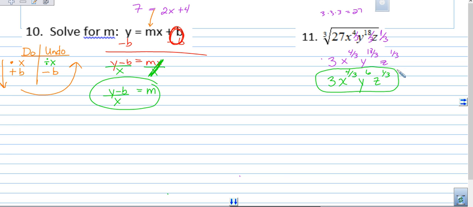Okay? Question number 12. Factor. This is exactly what you did in Objective 2 when you solved by factoring. You're just going to factor it like you straight up would. First thing you want to look for is a GCF. Is there anything that goes into 8, 18, and 9?